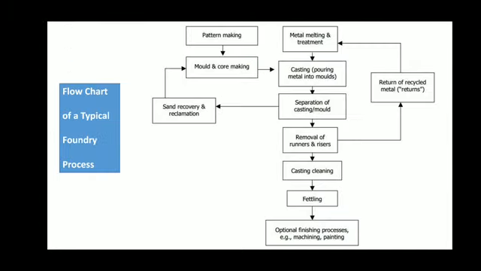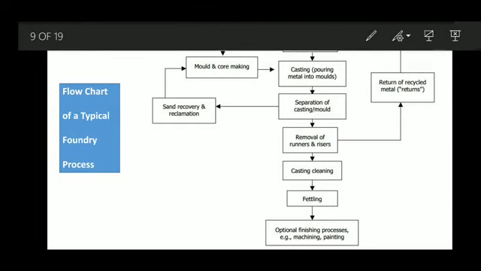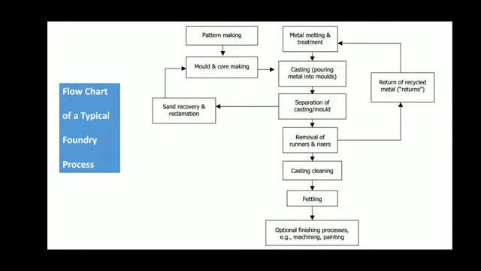Next, the flow chart of a typical foundry process. So what is this foundry process? The foundry process is nothing but this particular casting shop. You can consider the whole process involved in casting as the foundry. So at first we have to make the pattern, and using the pattern we are going to make the mold and the core. Okay, so that will be the initial step. Then another step, that will be the initial design stage.